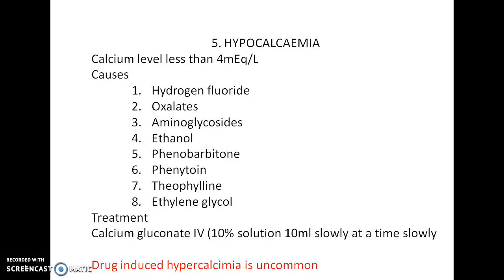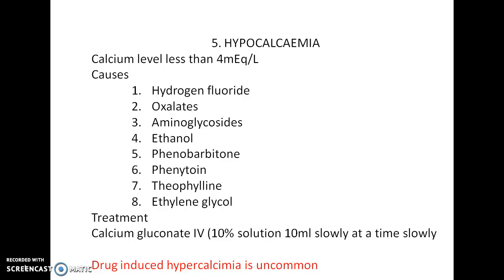So next is calcium. Now coming to calcium, calcium is a vital mineral that the body uses to stabilize blood pressure and control skeletal muscle contraction. It is also used to build strong bones as well as teeth. Some of the situations which can be observed during abnormalities include hypocalcemia, where the calcium level will be less than 4 milliequivalent per liter.